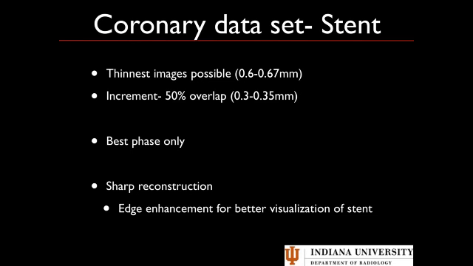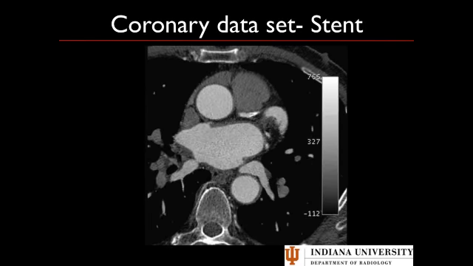You're going to want to make sure that you use the absolute thinnest images, so 0.6 to 0.67 depending on your vendor. Again, a 50% overlap. You really only need the best phase, so you've already evaluated and picked out what your best phase is. And then the big thing is you want to use a sharp kernel. You really want edge enhancement for better visualization of the stent. So very sharp kernels. So this means you're going to have a little bit more noise within your image data set.